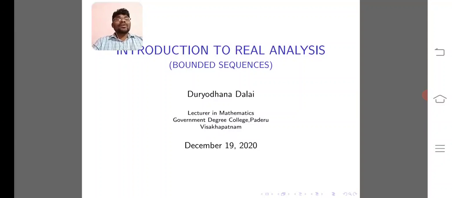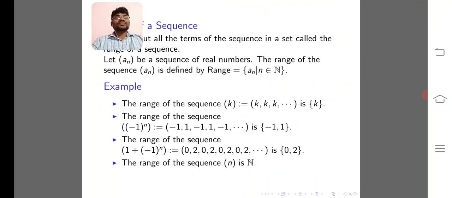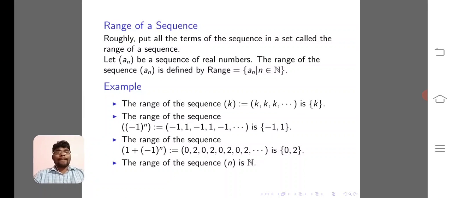Today we will discuss bounded sequences. First, we see the definition. First, we see what the range of a sequence is. Roughly speaking, the range of a sequence is the collection of all terms of the sequence in a set form.